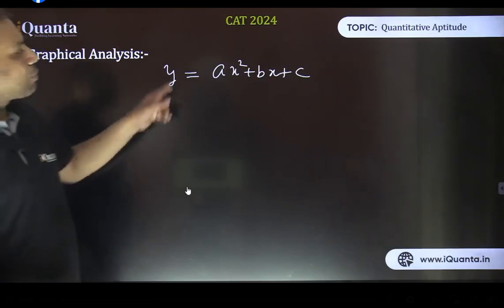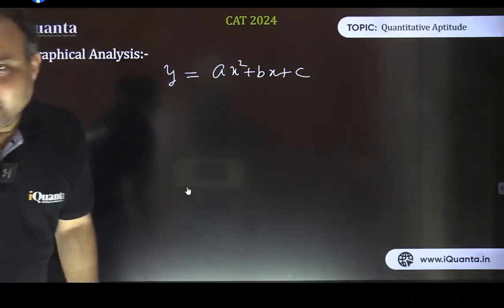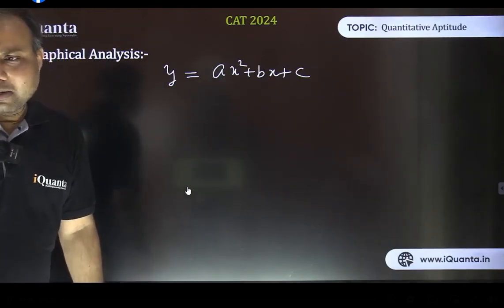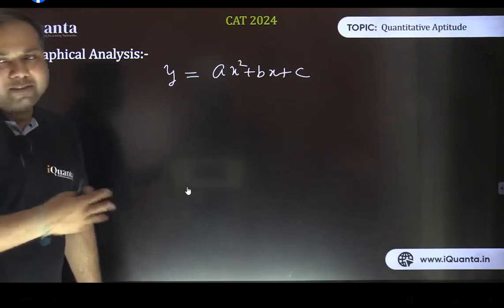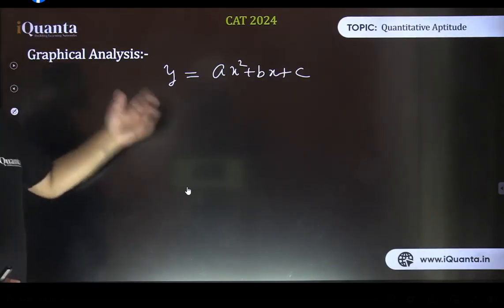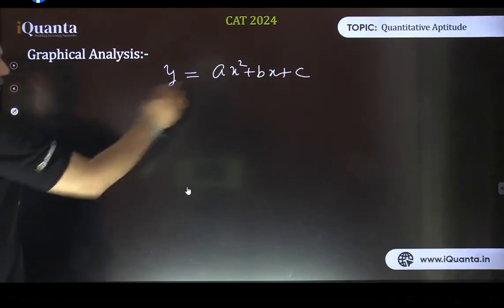Okay, now y is equal to ax square plus bx plus c, and there is going to be a lot of information. Those things which are new to you, be attentive, we are going to learn something new. There can be some old things as well. In the previous part there were some old things. Now in this graphical analysis part, there are going to be a lot of new things. Let's take an example first, then we shall see.